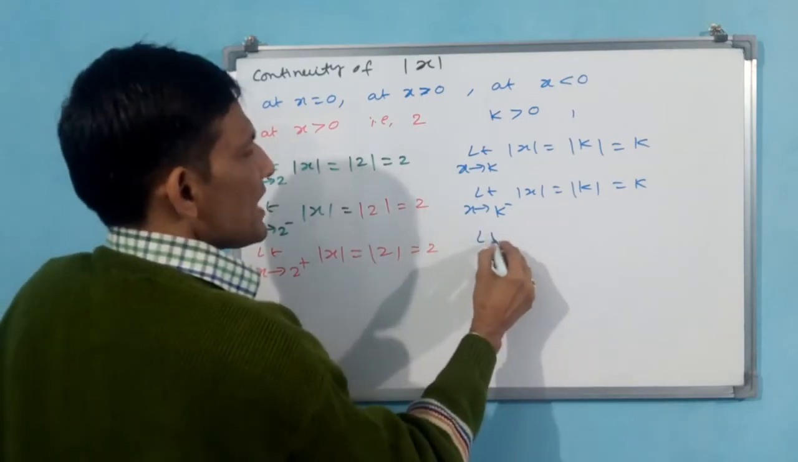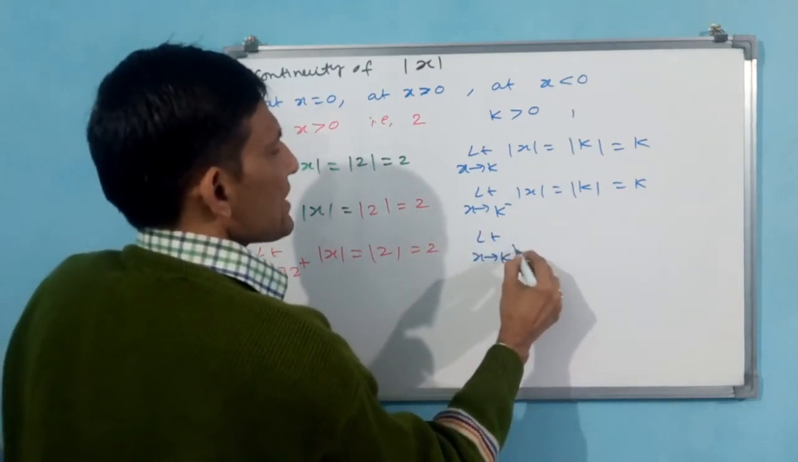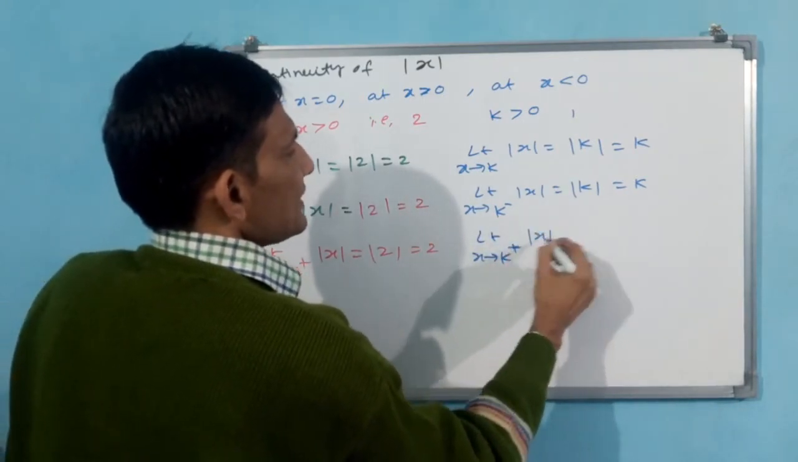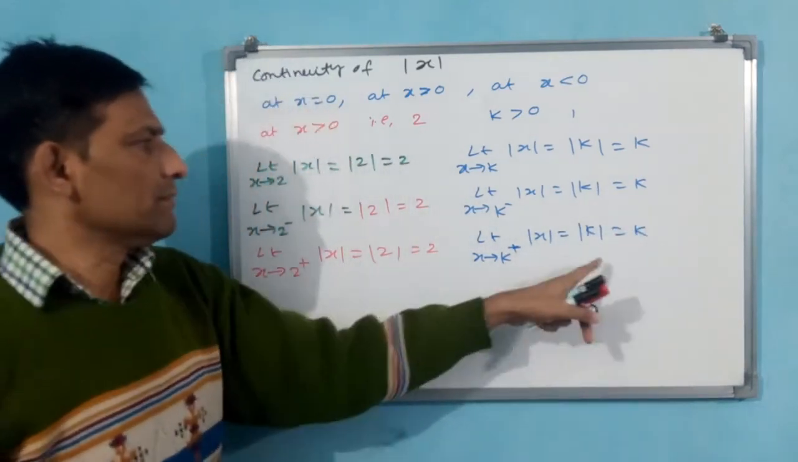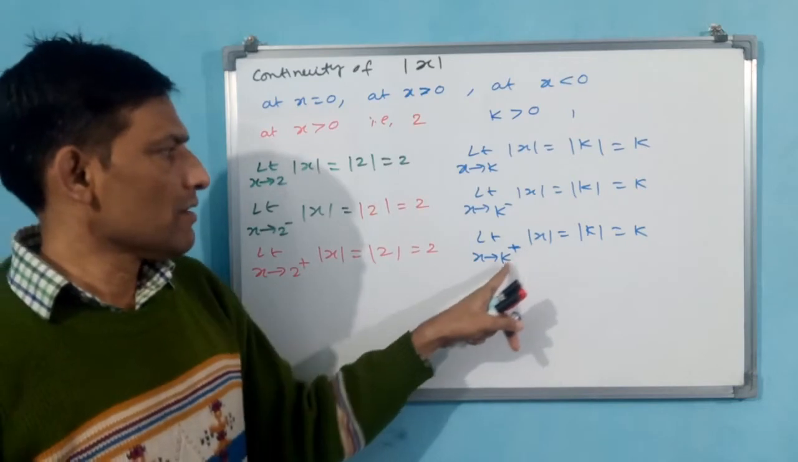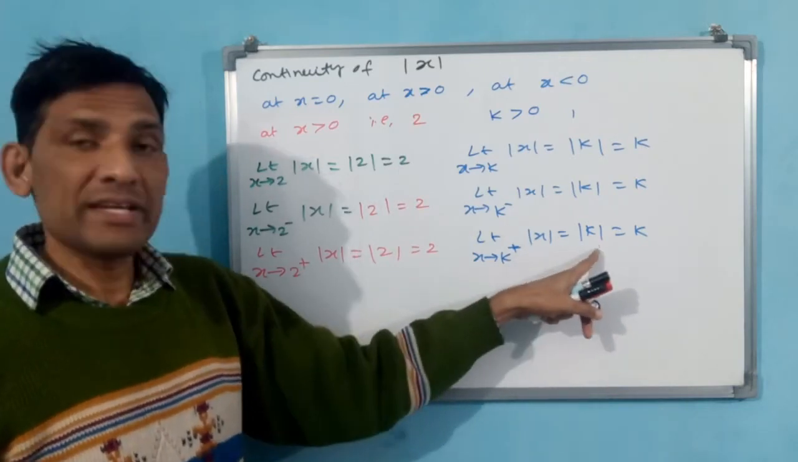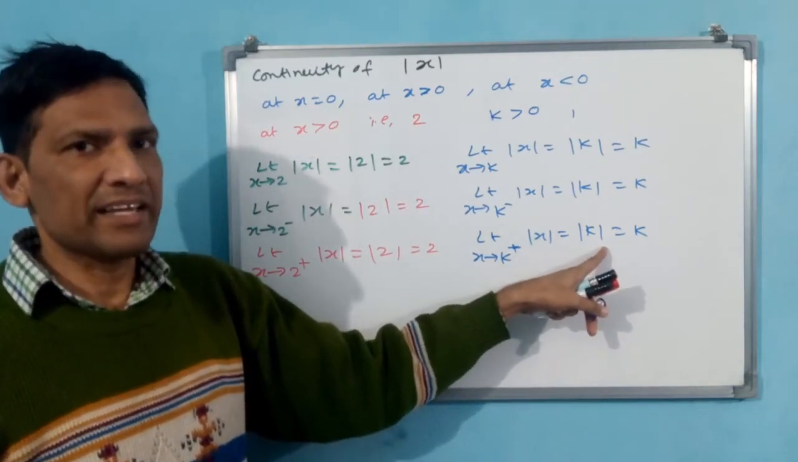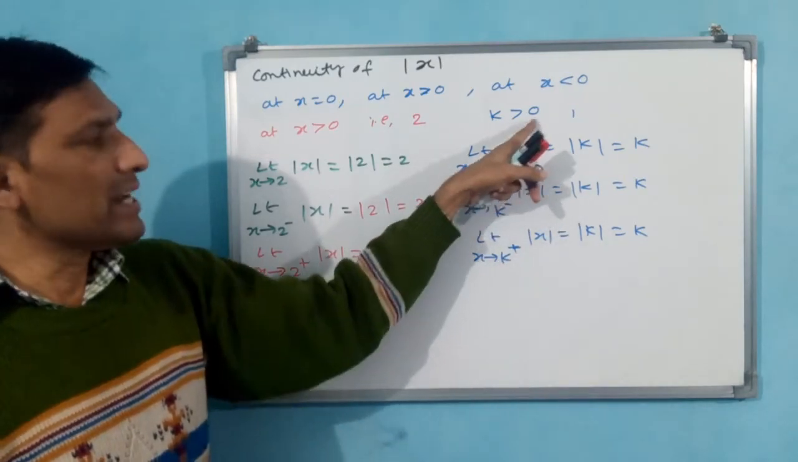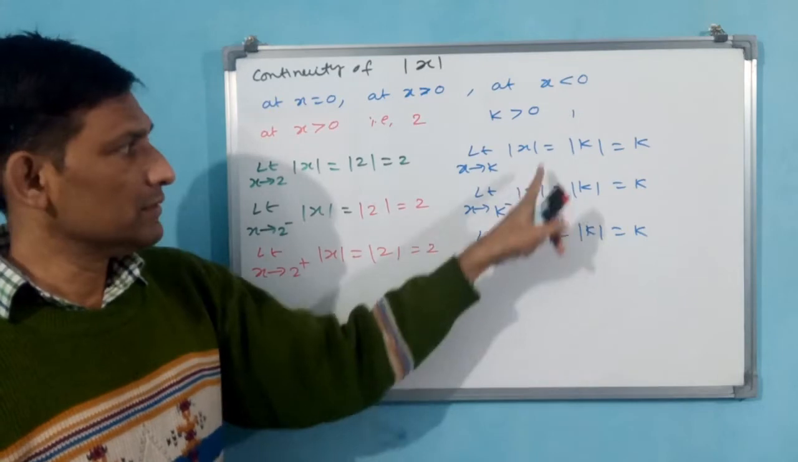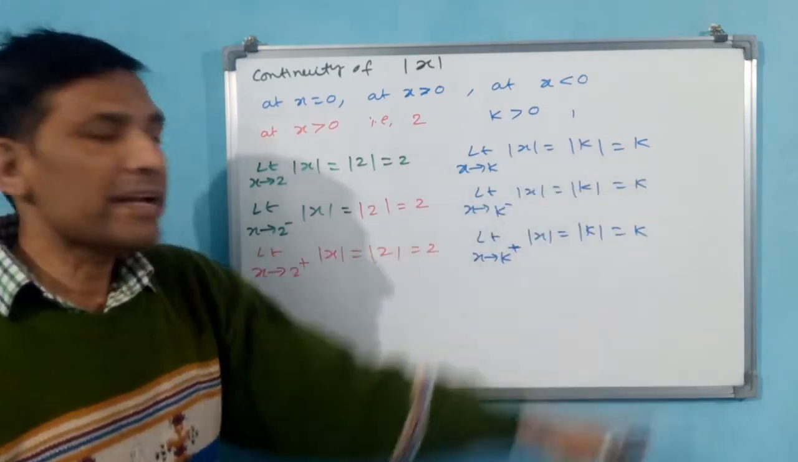Okay, what about the right hand limit? Limit x tends to k plus, modulus x, that is equal to modulus k, that is equal to k. While applying the limit, again you are applying k only, slightly greater than k. K may be any positive number. Greater than 0 means positive number. Okay. Now all are equal: k, k, k.